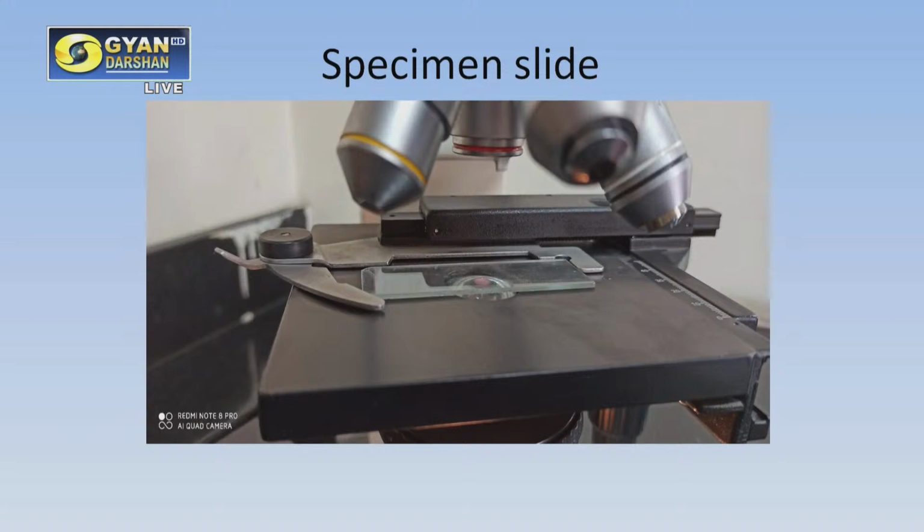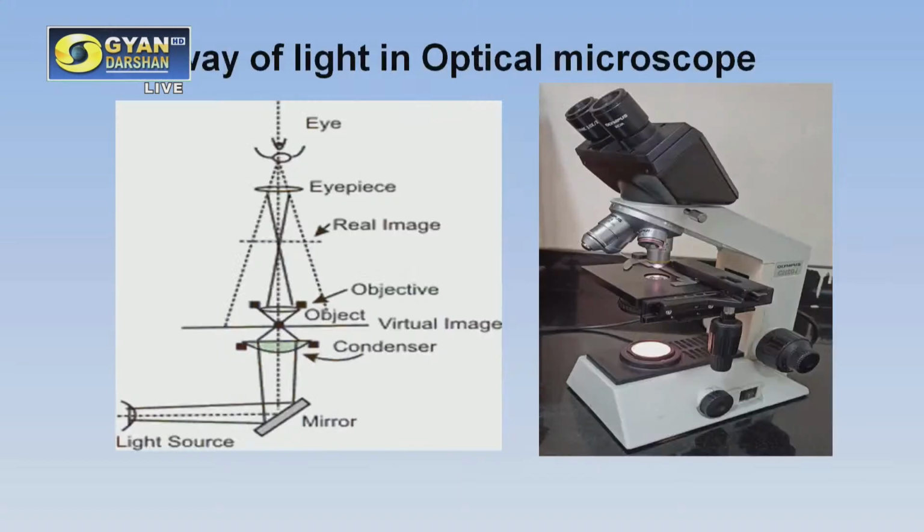Another is the specimen slides. Basically what we observe is the specimen slide. When we put the specimen on the slide, we have to prepare the specimen slide, and there is a method for how to prepare the slide. You can see here the specimen slide placed on the specimen stage of the microscope. Now I will talk about the pathway of light.